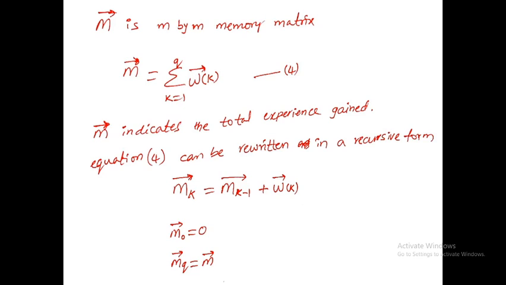Here also, in the same way, based on the previous memory mk minus 1 plus the present weights, we are trying to provide the association between xk and yk. Okay, this is all about the associative memory model.